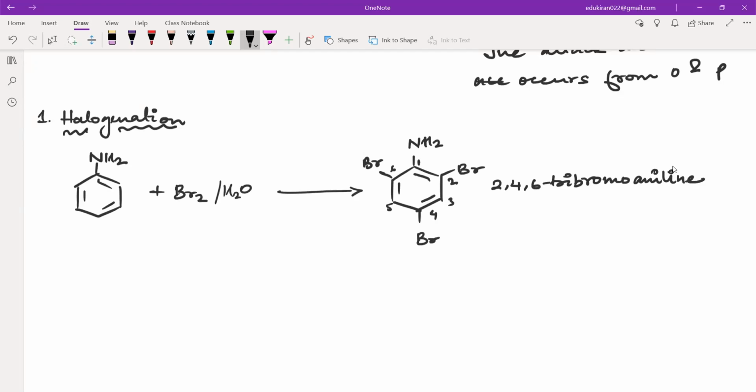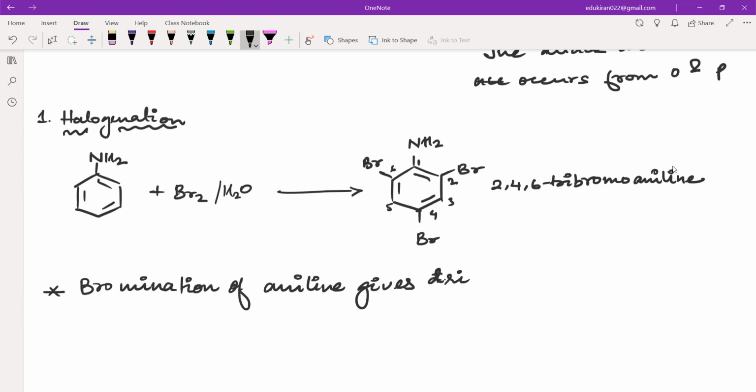Aniline. 2,4,6-tribromoaniline. Now, this is going to be a problem here, right? Why? Because we are getting a tri-substituted product and we are not getting a mono-substituted or di-substituted product. So what we can see here, we can write: bromination of aniline gives a tri-substituted product.